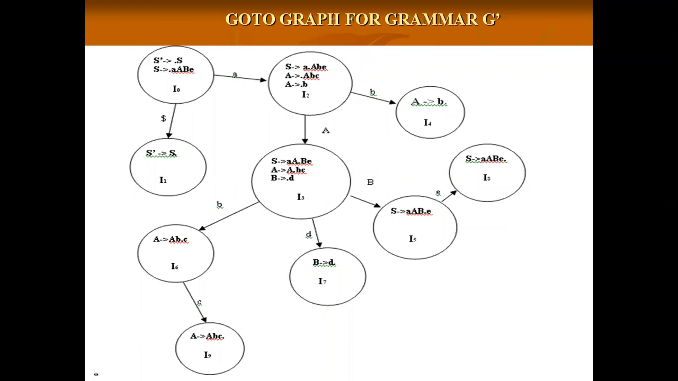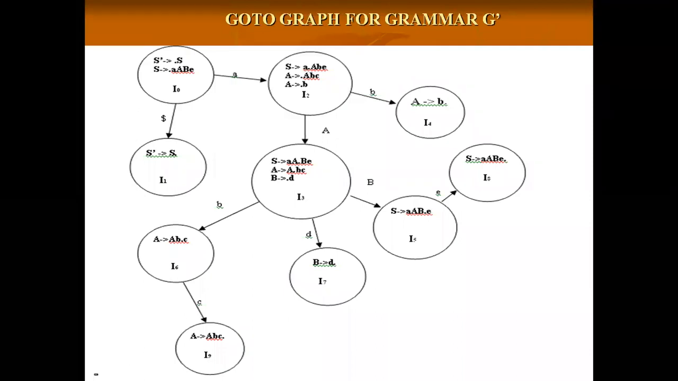The graph is from the G dash. Why am I calling it G dash? Here we are using an augmented grammar. When we are constructing the parsing table, at the time of filling the reduce operations, we are only considering the grammar G. Make a note of this. We are only considering the grammar G just by giving the sequence numbers of each and every production row. There we are not considering the augmented grammar for the reduce.